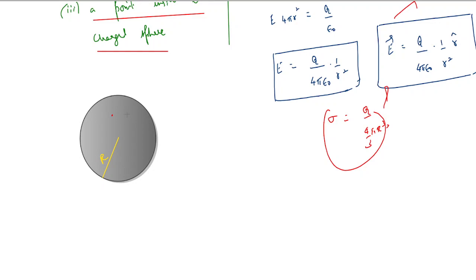So let that point be A. The distance between this point A and the center of the sphere be some r. So r is the distance between the center of the sphere and the point where we need to find the electric field. Again here you can use a Gaussian surface. That should be a sphere, so we'll draw a sphere around this point like this. This is the point where we should find the electric field.